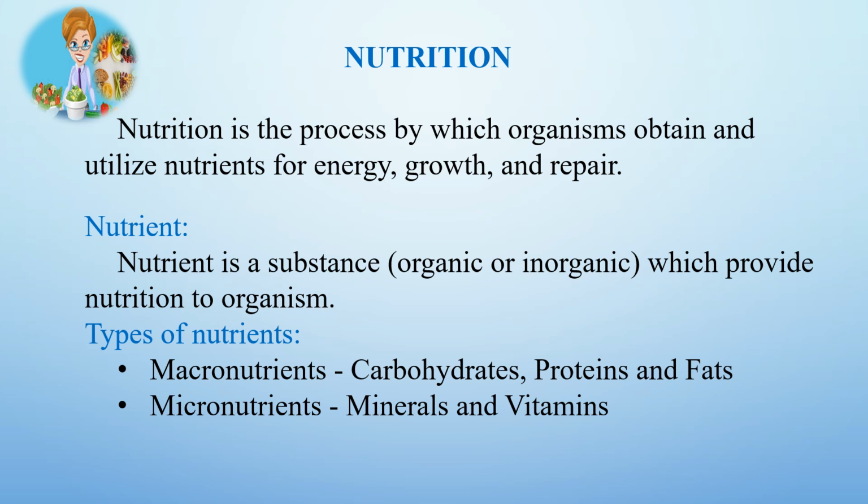Some examples: for respiration, the exchange of gases enables the cells to produce energy. Excretion eliminates metabolic waste products from the body and maintains internal balance. Then what is a nutrient? A substance which provides nutrition to organisms is called a nutrient. Carbohydrates, proteins and fats are required in large quantity and hence they are known as macronutrients, whereas minerals and vitamins are required in small quantity and hence they are known as micronutrients.